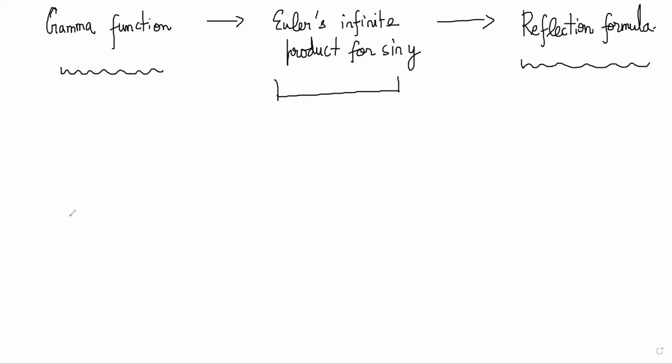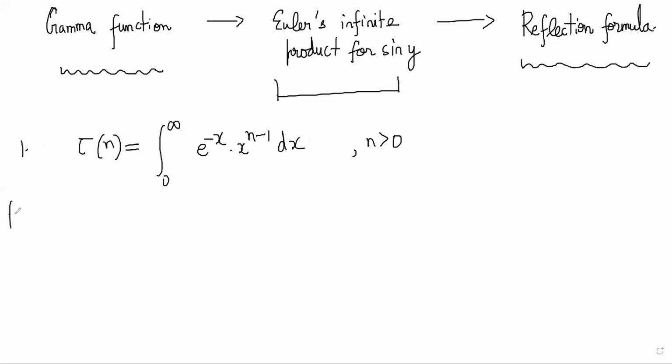So first of all, we begin with the gamma function, and the gamma function is defined like this. Γ(n) is equal to the integral from 0 to infinity of e to the power minus x multiplied by x to the power n minus 1 dx. And this is true for n greater than 0, right? Now, for example, for n equal to 1, you can evaluate this. So Γ(1) becomes the integral from 0 to infinity of e to the power minus x dx. And that comes out to be simply 1. You can calculate this integral pretty easily.